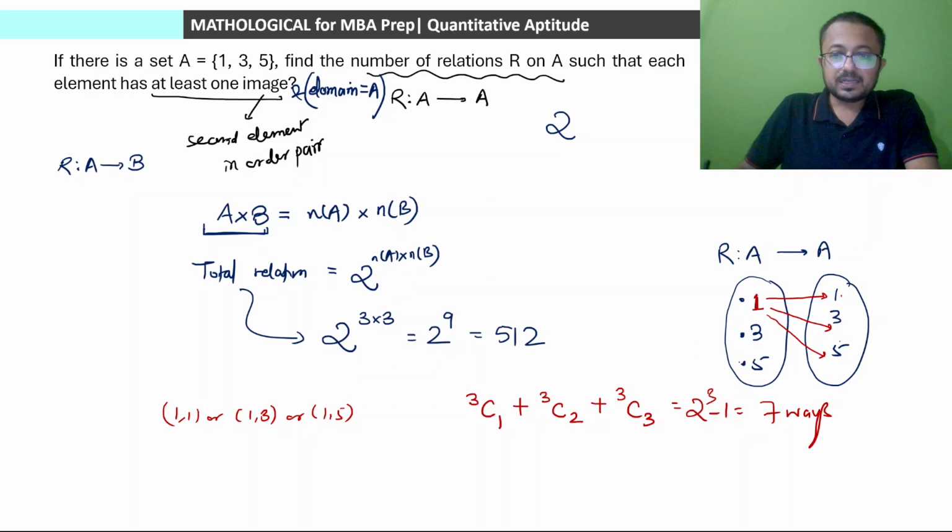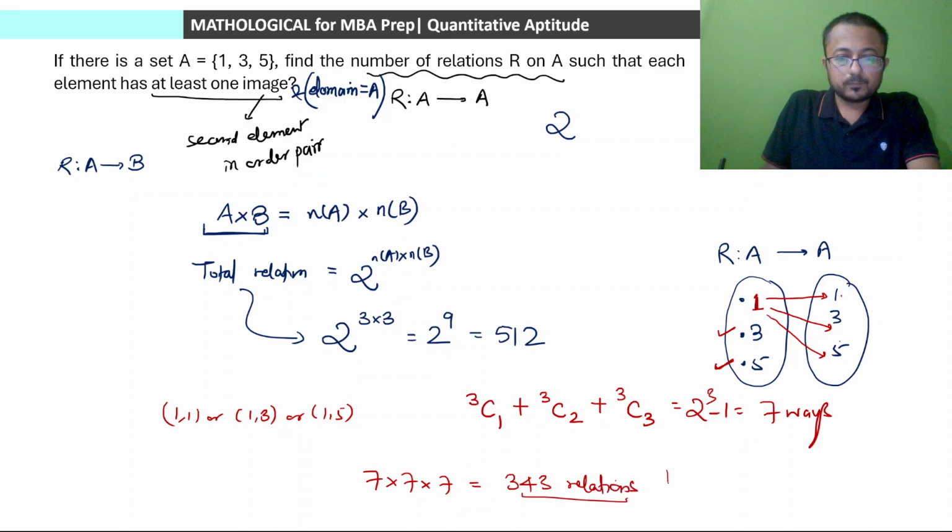Similarly 7 ways will be there for 3. Similarly 7 ways will be there for 5. So total number of relations on A such that each element has at least one image will be equal to 7 into 7 into 7, यानी कि 343 such relations will be there. Answer will be 343 relations. 7 ways for first element, that is 1, 7 ways for the second element, that is 3, and 7 ways for the third element, that is equal to 5. यानी कि total 343 relations are possible when relations are defined on A such that each element has at least one image. क्या ये बात clear है?